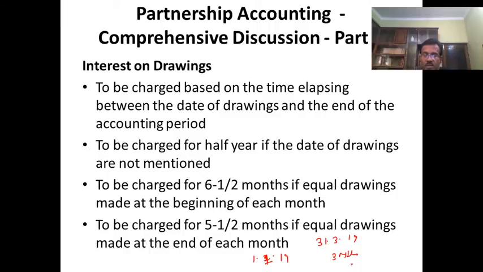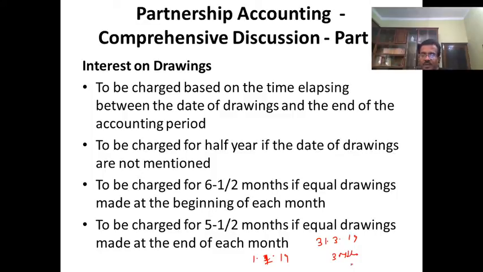Ideally you should do it based on the time elapsing between the date of drawings and the end of the accounting period. Then the thumb rule is to charge for half a year if the date of drawings is not mentioned. If in your problem you do not find the date of drawings, when the drawings were made, then how can you calculate the time between the date of drawings and the last day of the year? You cannot. So in that case, wherever the date is not given, interest on drawings should be charged for half of the year.